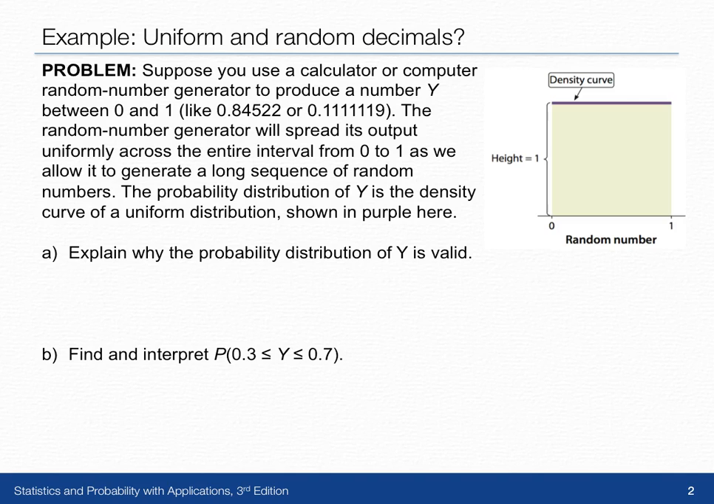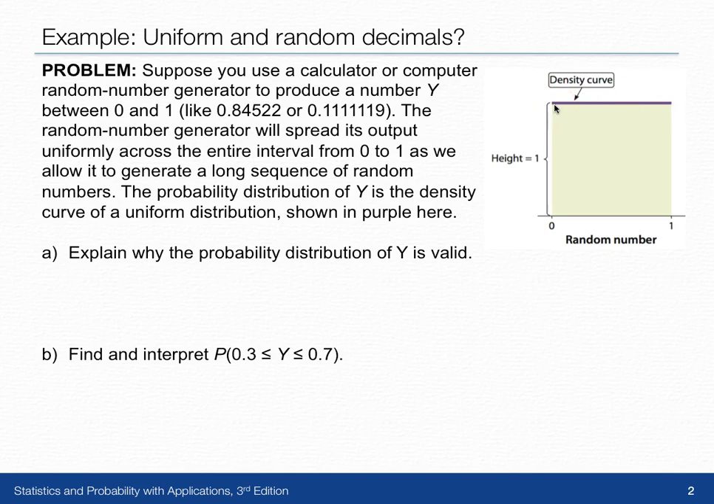The random number generator will spread its output uniformly across the entire interval from 0 to 1 as we allow it to generate a long sequence of random numbers. Now the probability distribution of y is the density curve of a uniform distribution, shown in purple here.